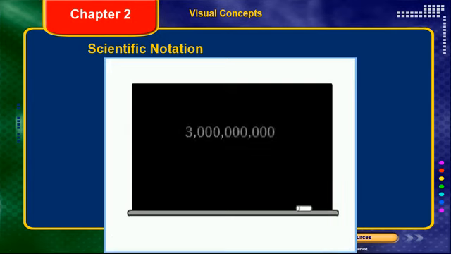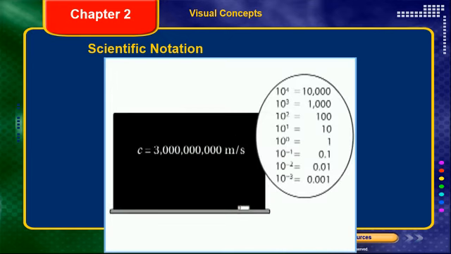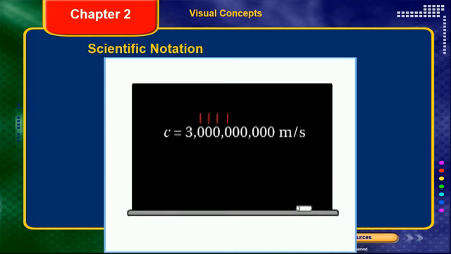Scientists sometimes need to express measurements using numbers that are very large or very small. For example, the speed of light through space is about 3 billion meters per second. 9 zeros is a lot of zeros to keep track of when performing a calculation. You can express values as a number multiplied by a power of 10. This is called scientific notation. There are 9 decimal places to the right of the 3 in 3 billion. So using scientific notation, the speed of light through space is written as 3 times 10 to the 9th meters per second.